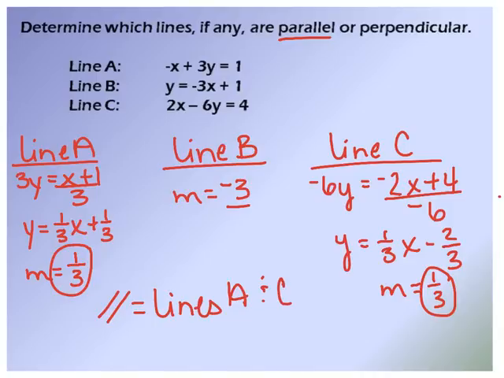Perpendicular lines, once again, remember those are lines that have negative reciprocals. Well, lines A and C are parallel, however, they are perpendicular to line B. So lines A and C are perpendicular to B.